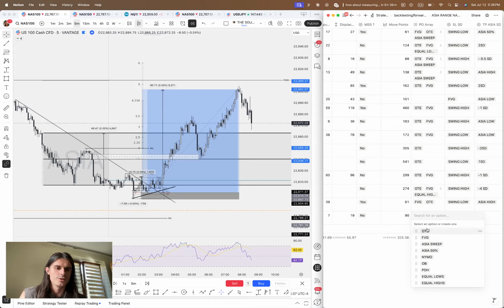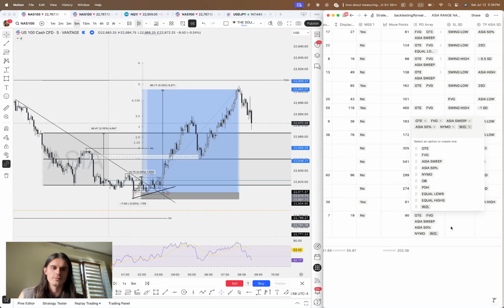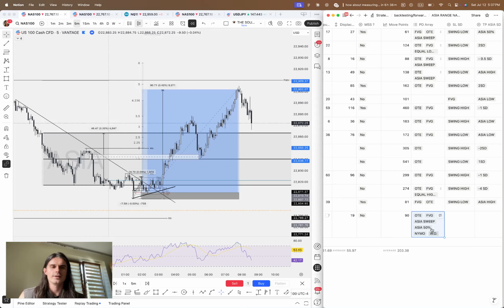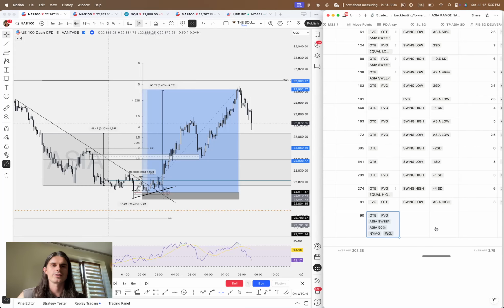Now, what I was using: the OTE, FVG, Asia sweep, 50%, New York Midnight Open was used, previous day high, previous day low, not, but there was a weekly open, and I'm going to add this line. This orange line is the weekly open, and I'm going to let it be there, because later on with time I'm going to understand what actually was used and what actually was not.